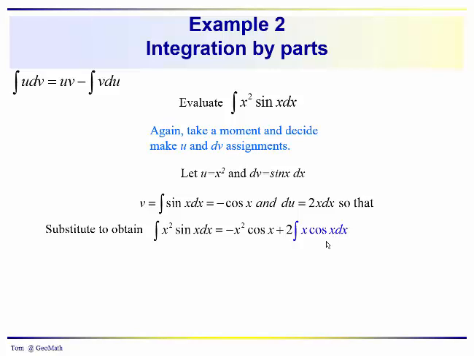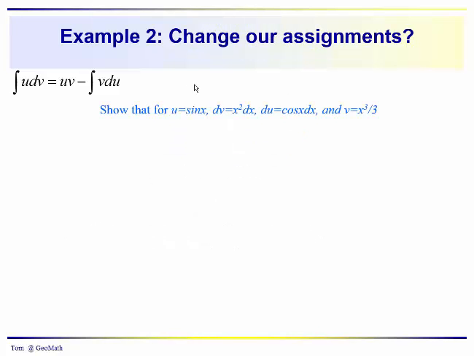Well, we aren't home yet. We don't have a solution. We've got another integral. Is this a problem where we could have changed our assignments? Well, I'd ask you to go ahead and pick the alternate set of assignments. Let u equal sine of x, dv equal x squared dx, du equal cosine x dx, and v equal x cubed over 3, and see what you come up with.